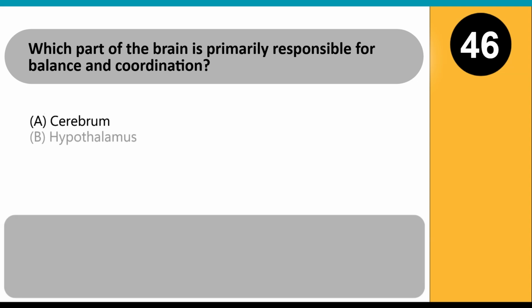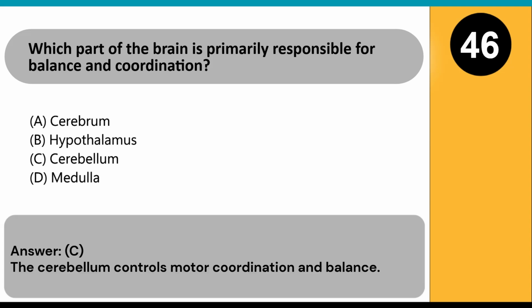Which part of the brain is primarily responsible for balance and coordination? A. Cerebrum. B. Hypothalamus. C. Cerebellum. D. Medulla. Answer C. The cerebellum controls motor coordination and balance.